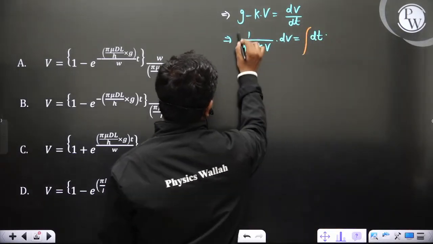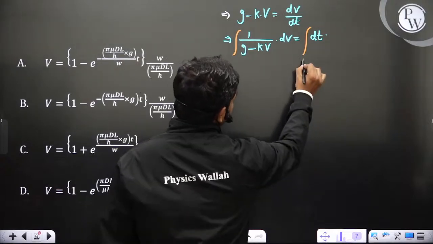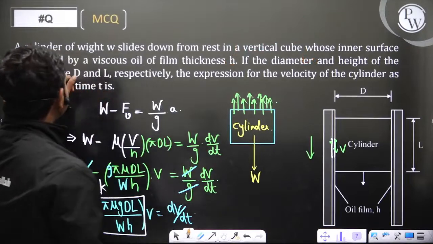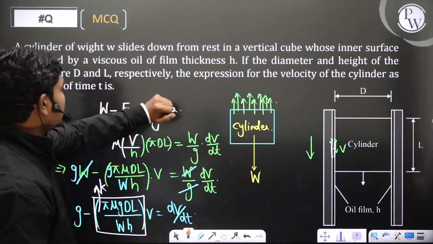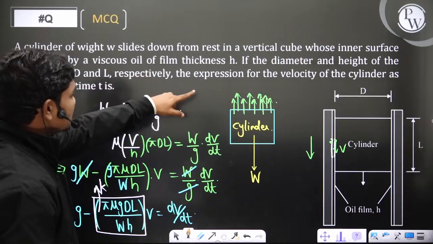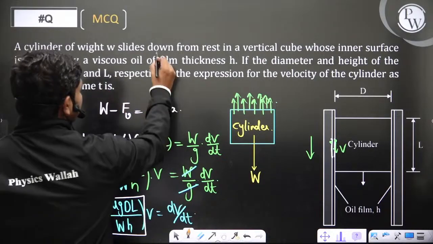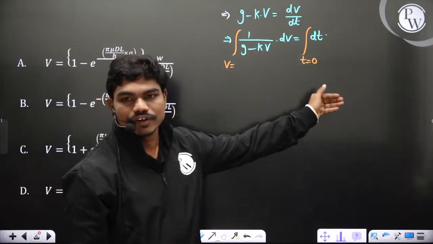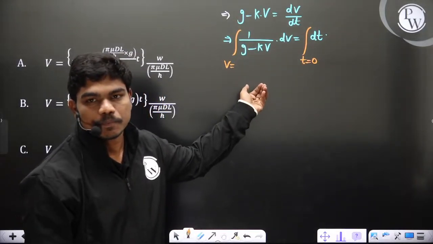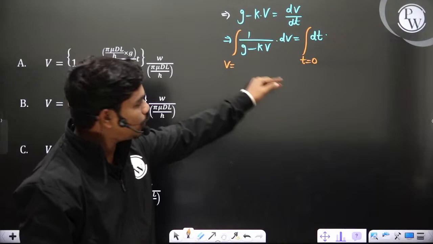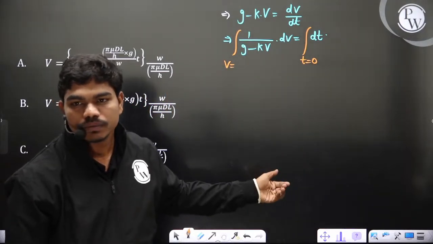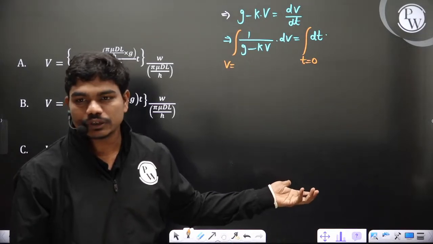Now if you take this integration, initially at time t equal to 0, what is the velocity? Let us see. The question says the cylinder is covered by viscous oil of film thickness h, and asks for the expression for the velocity of the cylinder as a function of time as it slides down from rest. Slides down from rest means at time t equal to 0, what is the velocity actually here? Can anyone tell me? It is starting from rest, as given in the question. So obviously, what's the velocity at time t equal to 0?